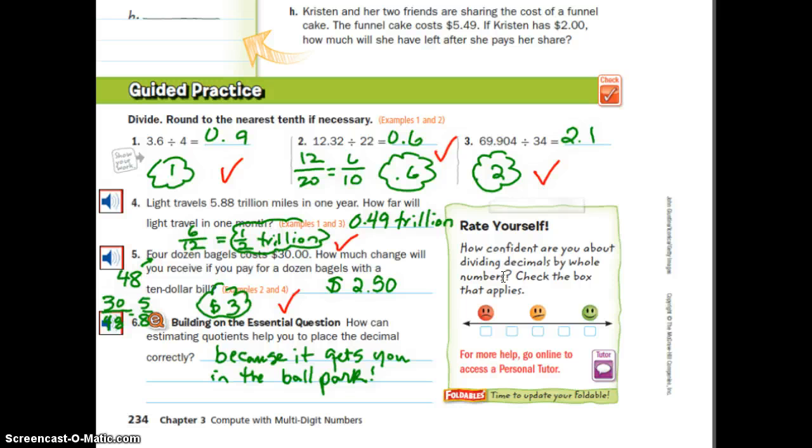So in this case, because you're making estimates, it helps you get in the ballpark, which means that you don't miss the problem. It's all about being careful. So today's lesson is all about being careful. Tomorrow we're going to be doing decimals divided by decimals. So it's all about moving the decimal to a whole number on the outside. So again, it's all about being careful. Division is extremely hard. Hang in there. We're going to get it. See you soon.